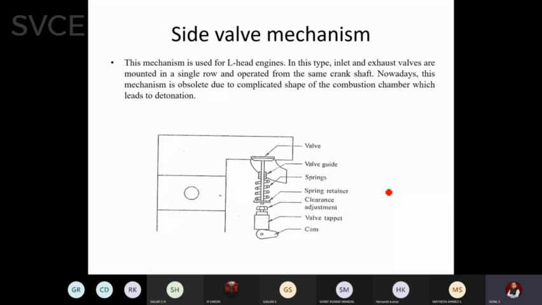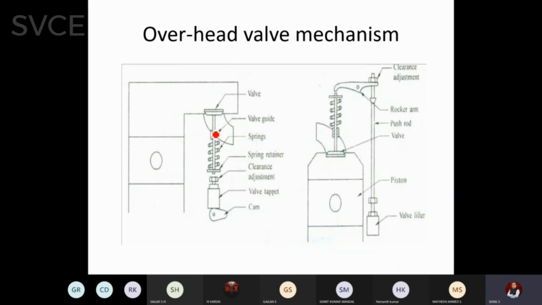Okay, we'll move to the next mechanism, that is the overhead valve mechanism. So this is the side valve, already we have discussed this. So this is the overhead valve mechanism. Why is the name overhead valve given? Over the head of the cylinder, the valve is mounted. Hence, it is called the overhead mechanism. Just take down the rough sketch.